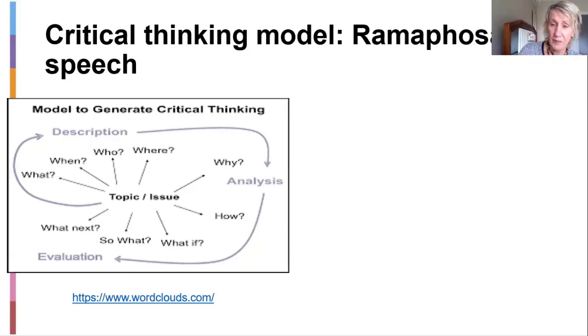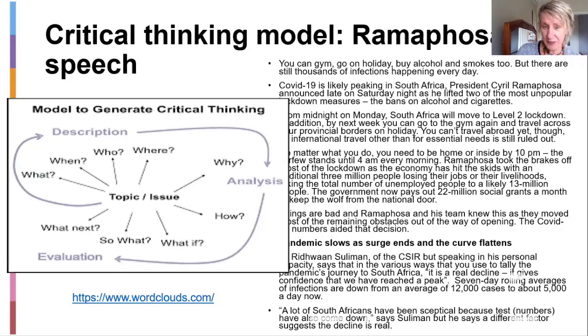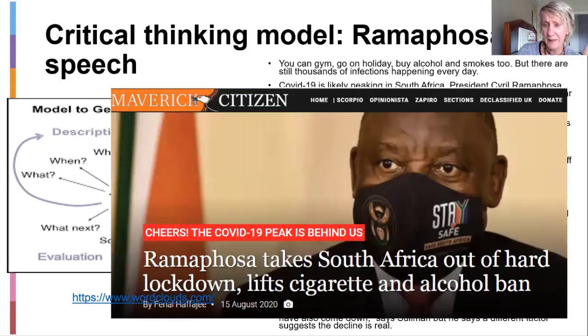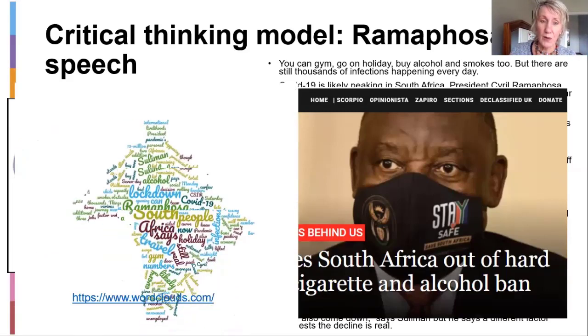So I downloaded Ramaphosa's speech. There it is. Not too sure which paper it was from. And there he was busy making it. "Ramaphosa takes South Africa out of hard lockdown, lifts cigarette and alcohol ban." Now, what I could do for my students, I could say, go and choose any article from a politician and let's see the word use. So I took all those words and pasted them into a word cloud.